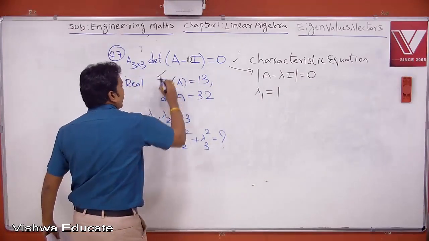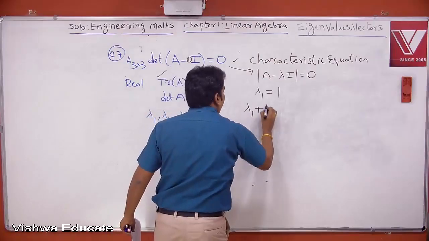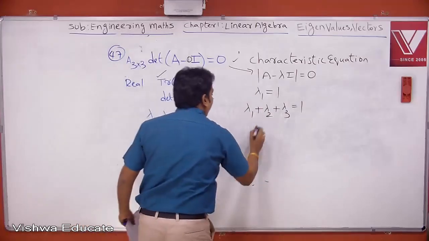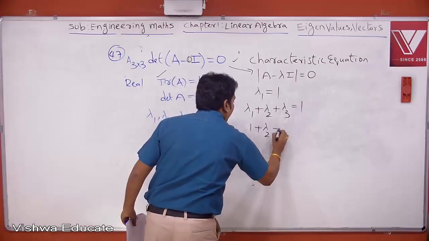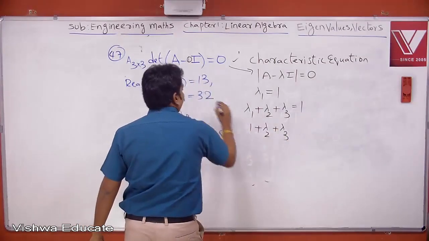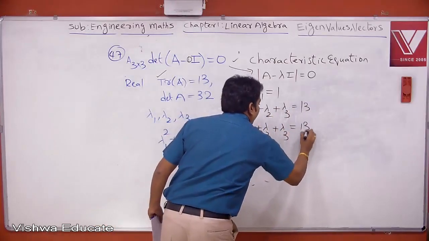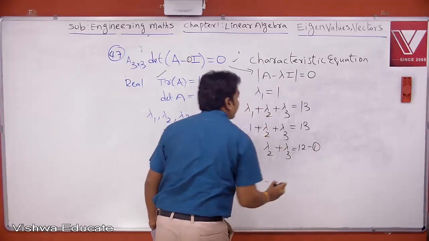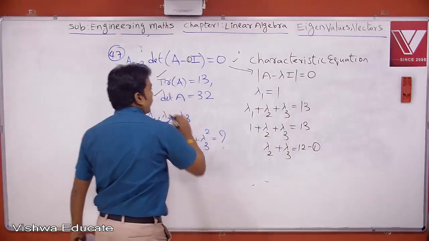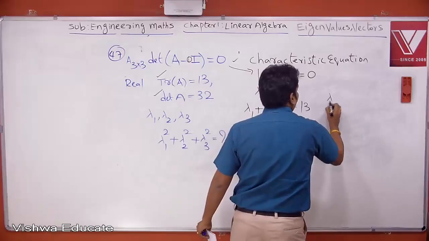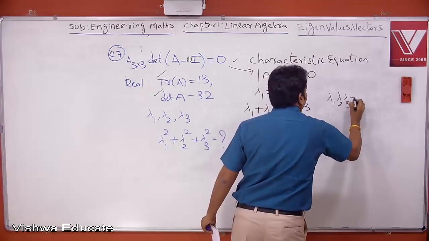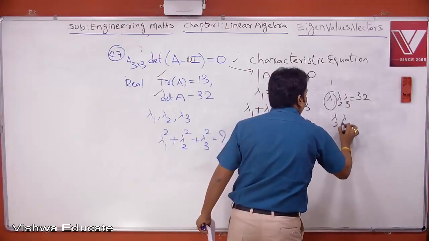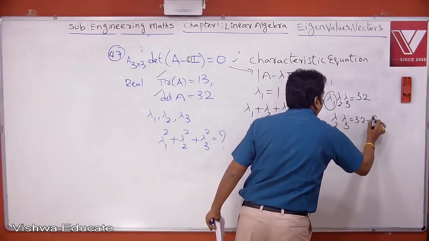Now apply the trace property: trace is the sum of eigenvalues. Lambda 1 plus lambda 2 plus lambda 3 equals the trace, which is 13. But lambda 1 is 1, so 1 plus lambda 2 plus lambda 3 equals 13. So lambda 2 plus lambda 3 equals 12. This is equation 1. Next apply the det property: det is the product of eigenvalues. Lambda 1 into lambda 2 into lambda 3 equals 32. But lambda 1 is 1, so lambda 2 into lambda 3 equals 32. This we call equation 2.